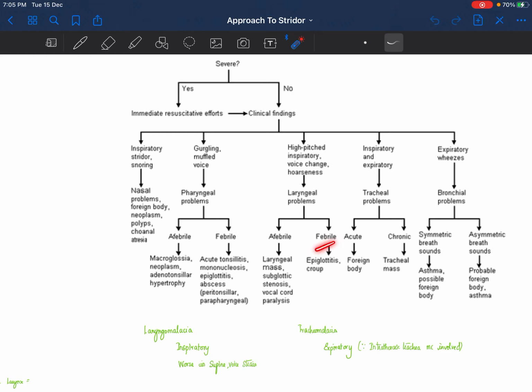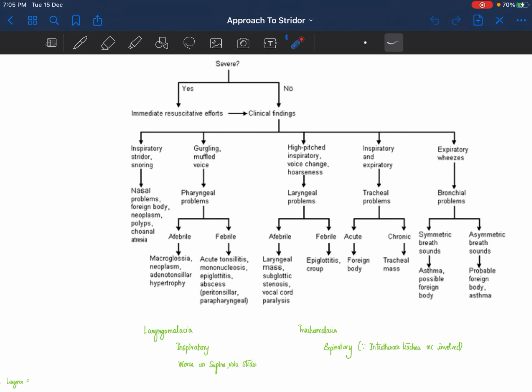If the child is febrile, think of epiglottitis, croup. If the child is afebrile, then some other mass. Biphasic stridor, think of foreign body if it is acute. If it is chronic, some other mass or compression. So that's all about stridor. One extra point you can note down is laryngomalacia is usually an inspiratory stridor, whereas tracheomalacia, the cartilage problem happens in the intrathoracic trachea, hence it's an expiratory stridor.